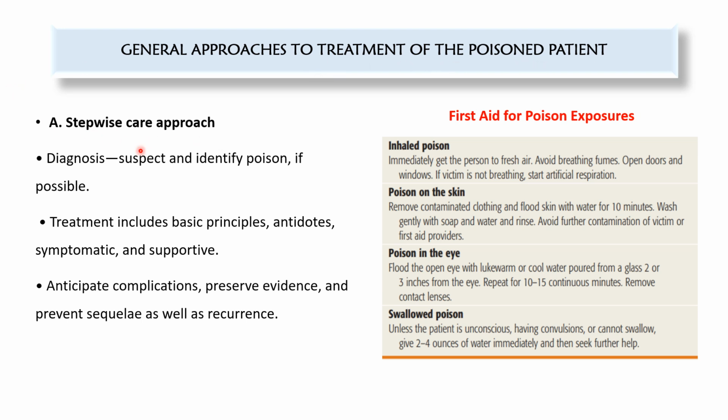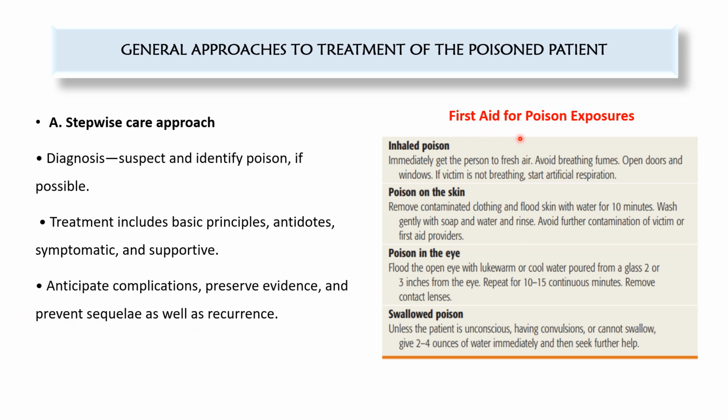Here we will see the general approaches to the treatment of the poison patient. Stepwise care approach. First of all, diagnosis. Suspect and identify the poison if possible. No need to wait until the poison is identified. Always try to provide emergency treatment for the poison patient. Then treatment includes basic principles, antidotes, symptomatic and supportive care. Anticipate complications, preserve evidence, and prevent sequelae as well as recurrence.